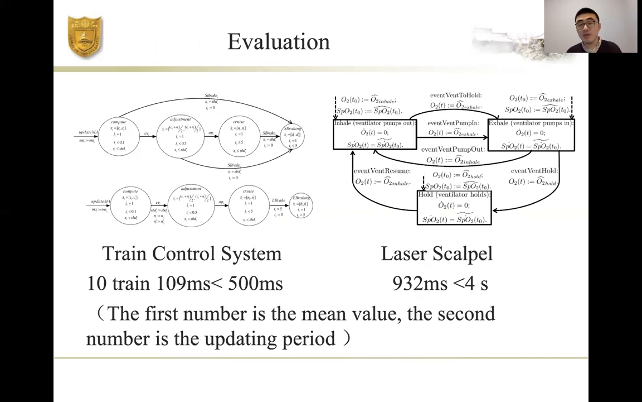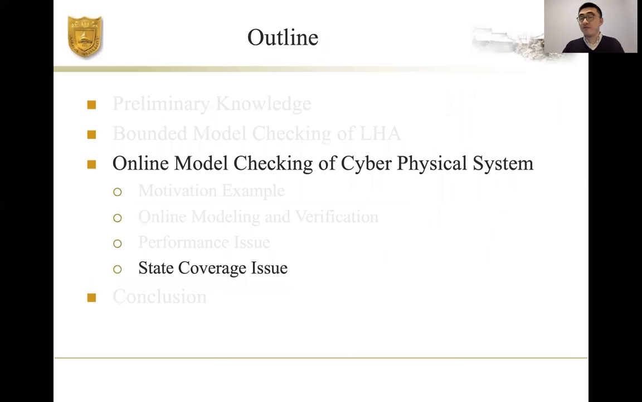Okay, and we do the evaluation for the train control system. Our method can solve a system with 10 trains in 100 milliseconds, which is less than the cycle of 500 milliseconds. And for the laser scalpel system, we can handle it in 1 second, which is also smaller than the cycle reported in medical papers, say 4 seconds. They say the blood oxygen level in 4 seconds is predictable, but after that it's not. Okay, that's the performance issue.